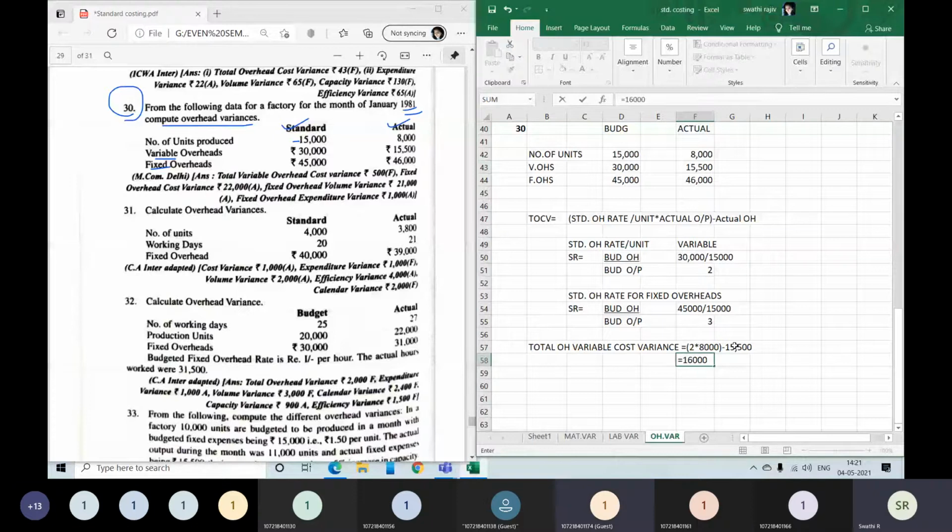500. 16,000 minus 500 gives 15,500. So you will get 500. What is it? Favorable, no? 500 favorable. Now you will find the same thing for fixed.